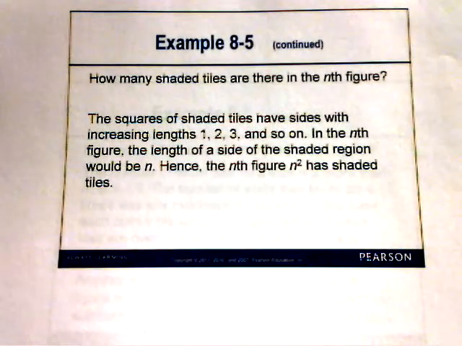Now the next question is, how many shaded tiles are there in the nth figure? Okay, so here the squares of the shaded tiles have sides with increasing lengths, 1, 2, 3, and so on. So in the nth figure, the length of the side of the shaded region would be n. So hence the nth figure will have n to the second shaded tiles.